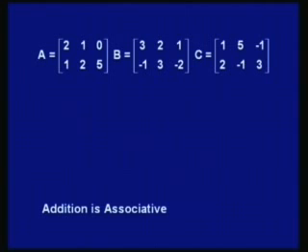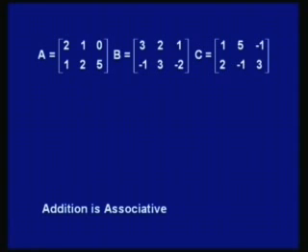And this establishes that addition is commutative in this example. This example is shown to illustrate that the addition is associative. So I have taken A as a 2 by 3 matrix 2, 1, 0, 1, 2, 5, B matrix as again a 2 by 3 matrix consisting of 3, 2, 1 in the first row, minus 1, 3, minus 2 in the second row, and C matrix as 1, 5, minus 1, 2, minus 1, 3.